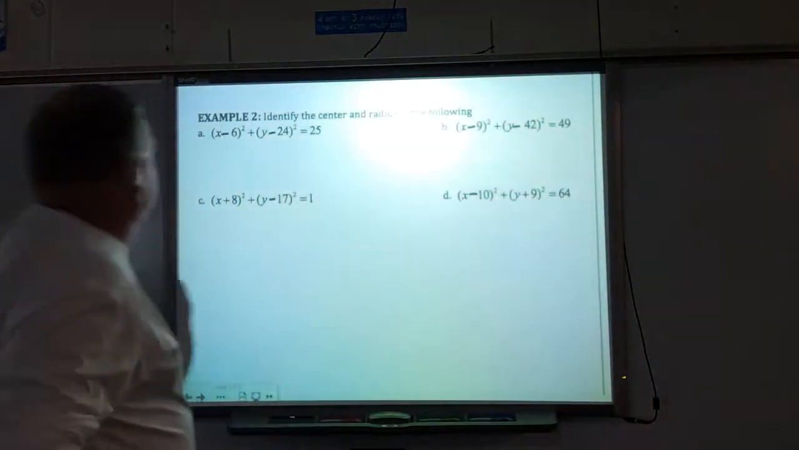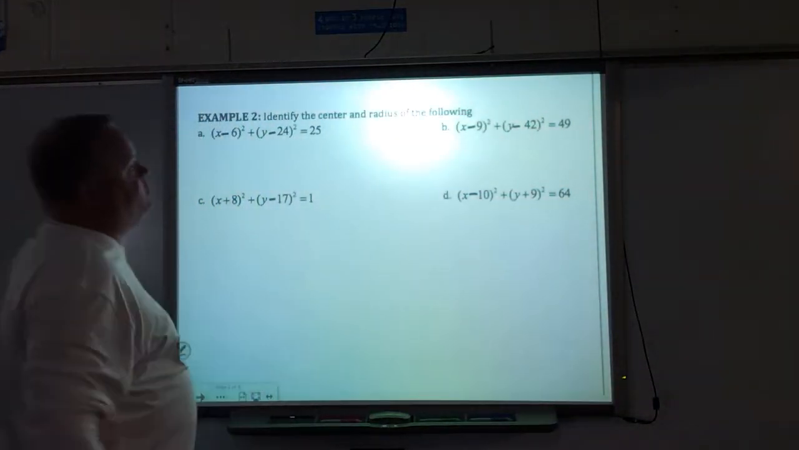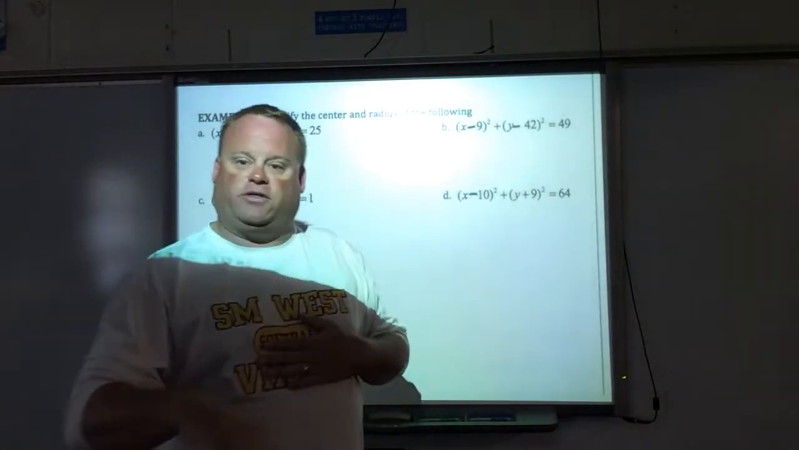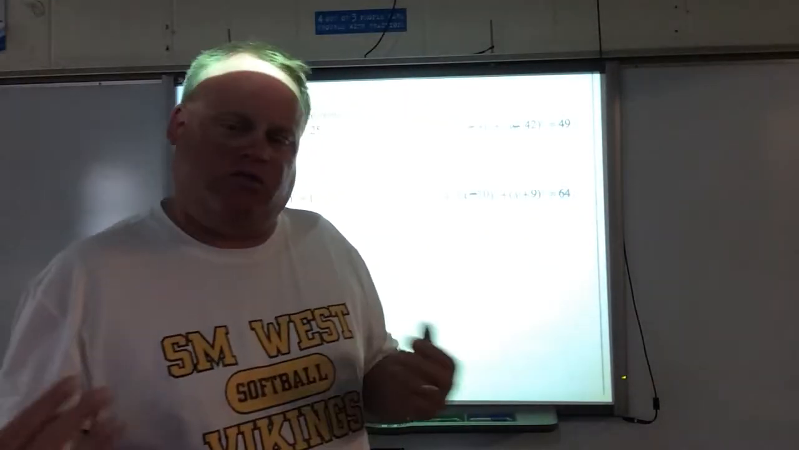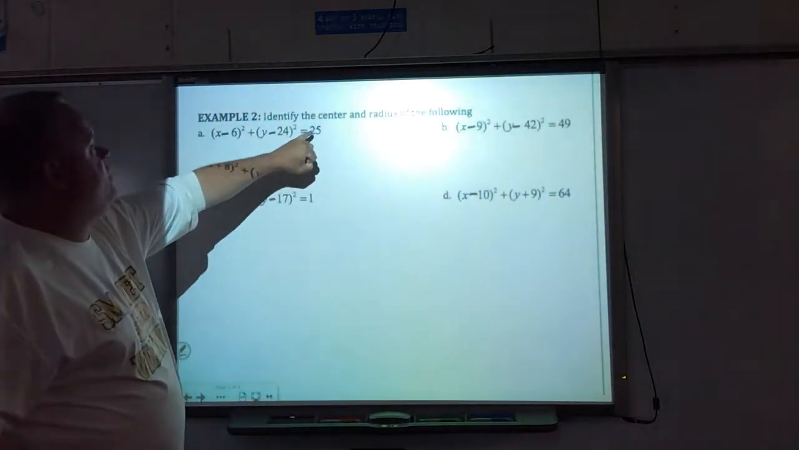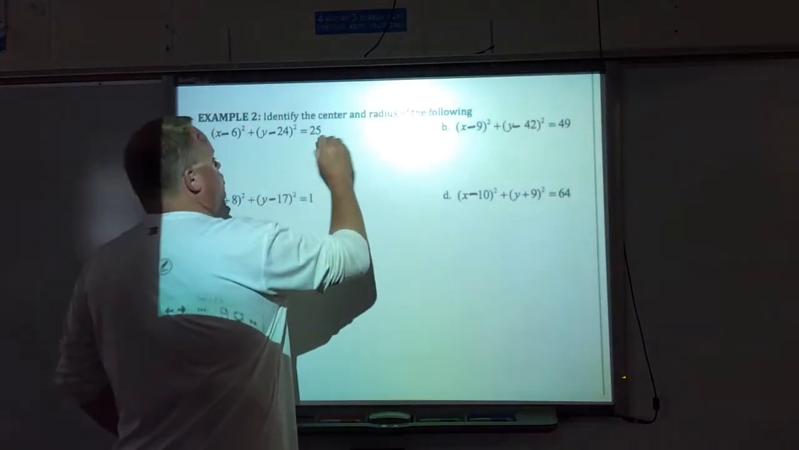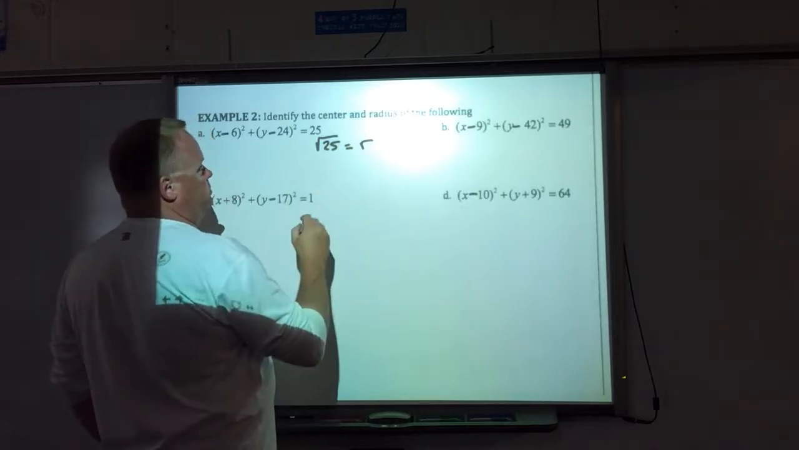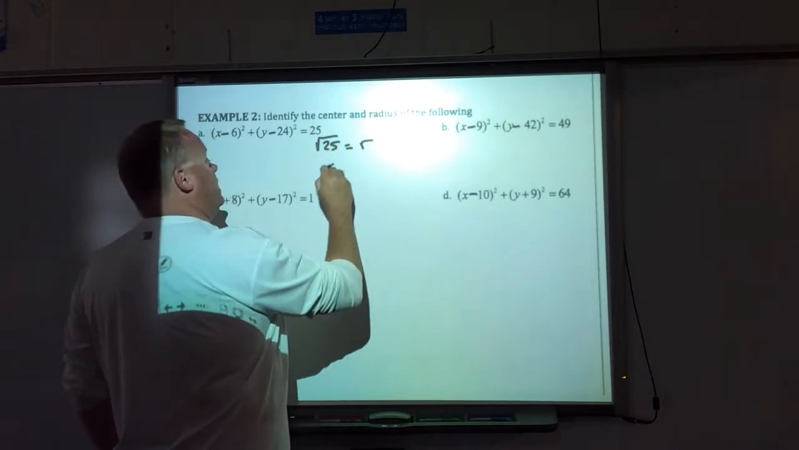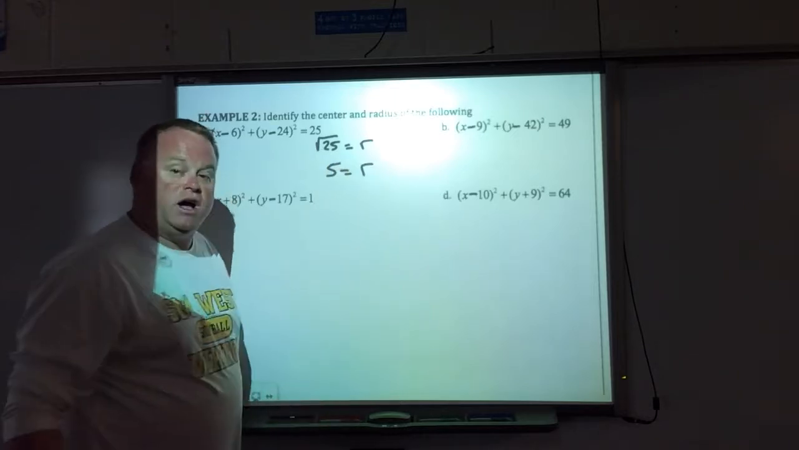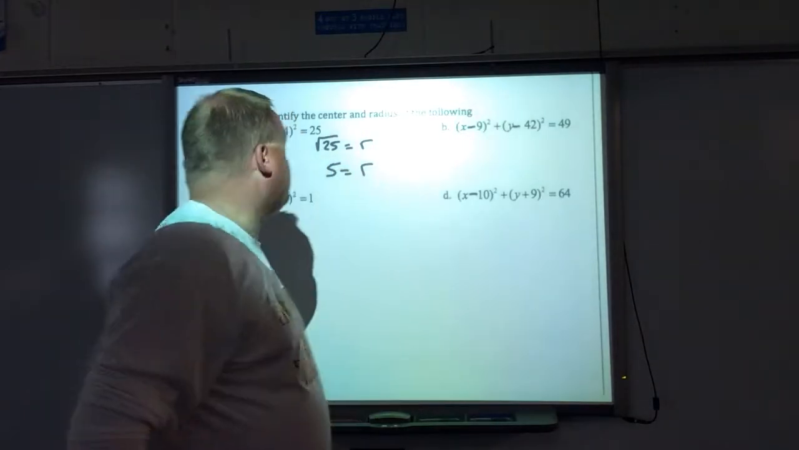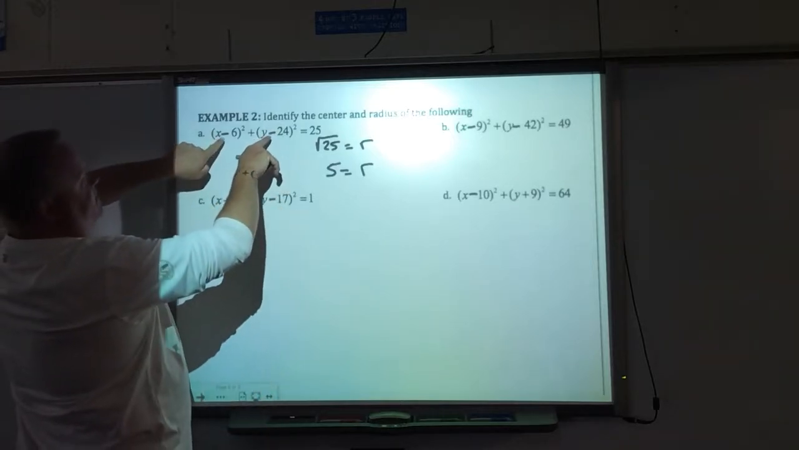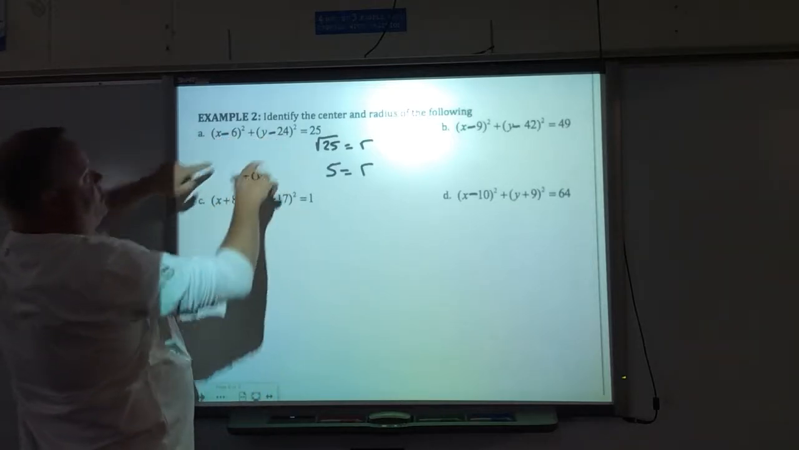All right, so let's look at this. We want to identify the center and radius of the following. For me, the easiest to begin with is the radius. It's really easy because I'm going to take the square root of this number. So the square root of 25 is equal to my radius. The square root of 25 is 5, so I know my radius is 5. That's quick, easy, right? Now, remember, my center is the opposite of these signs with these values.